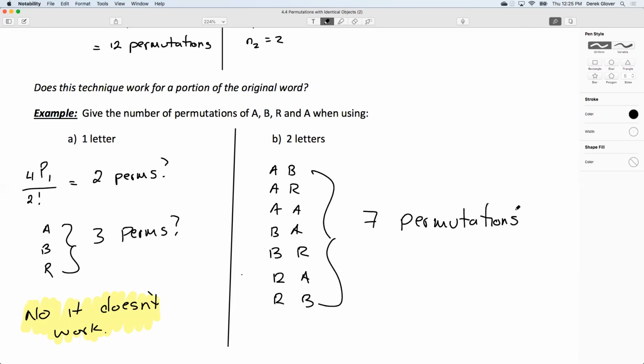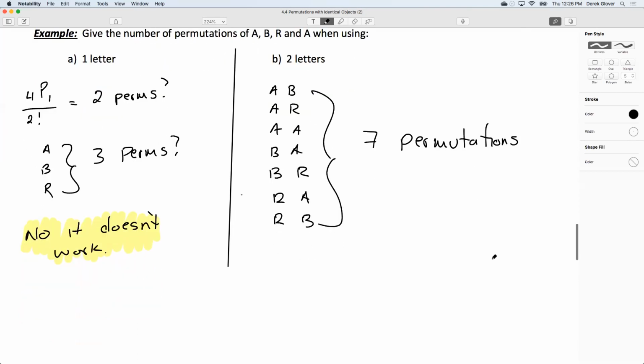If you wanted to solve this using permutations, you could split this up into combinations with 1 letter, which will work out to 6, and then you could split it up into combinations with 2 A's, which would be 1, and 6 plus 1 gets you to 7. But it's much easier to just list them.